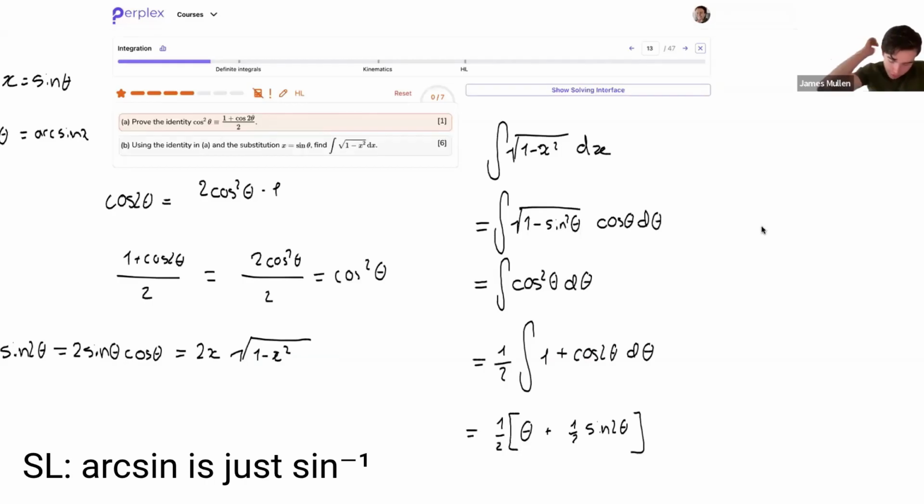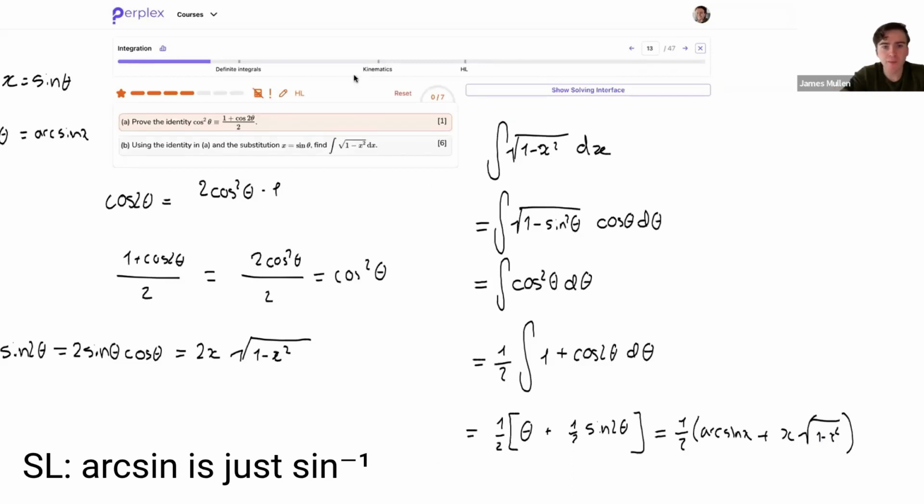Okay? So if I rewrite everything that I have now, this is going to become half of arc sine of x plus x square root of 1 minus x squared. Okay? That is my answer.